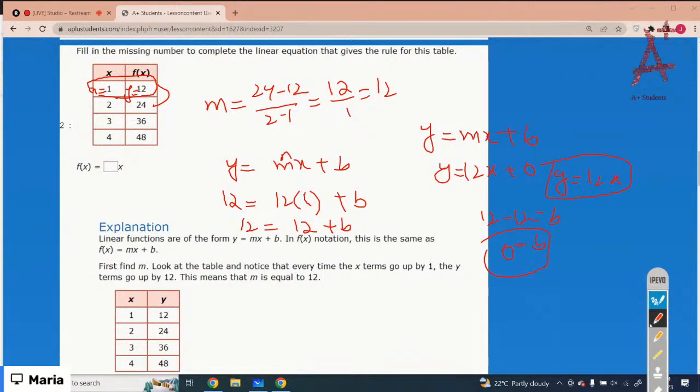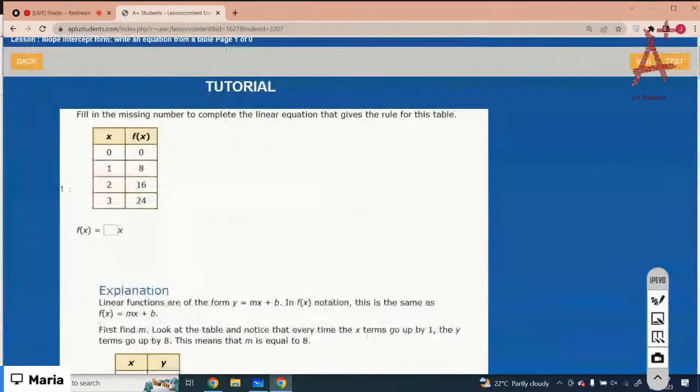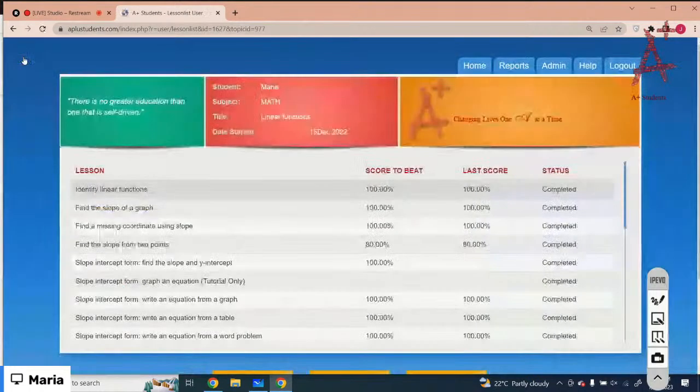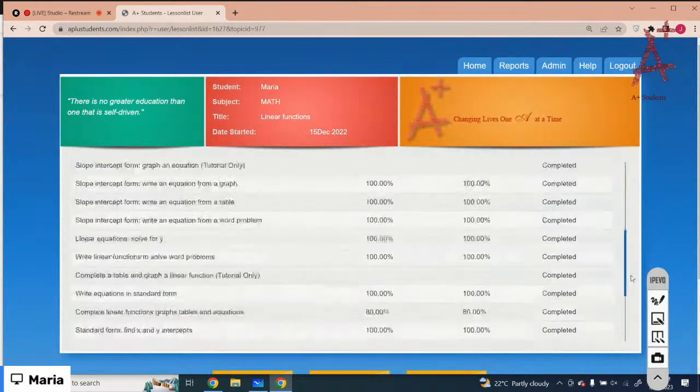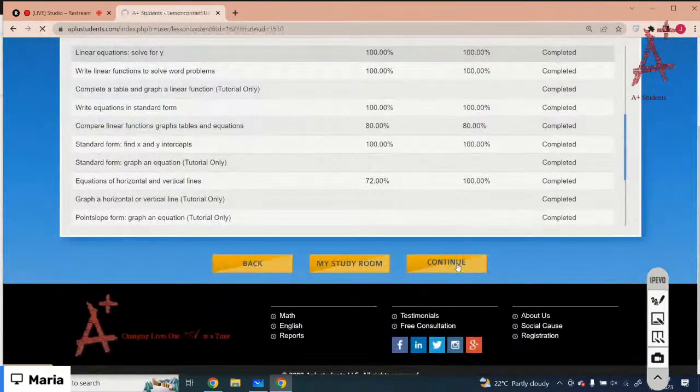Okay, now we are going to learn how to solve the linear equations. Got it? Let me just find the examples. See how to solve the equation.